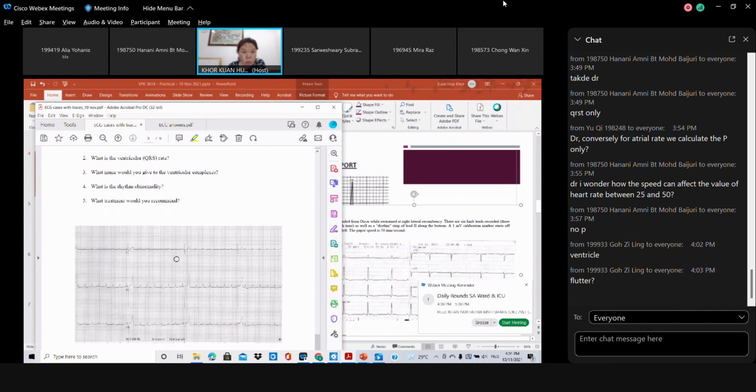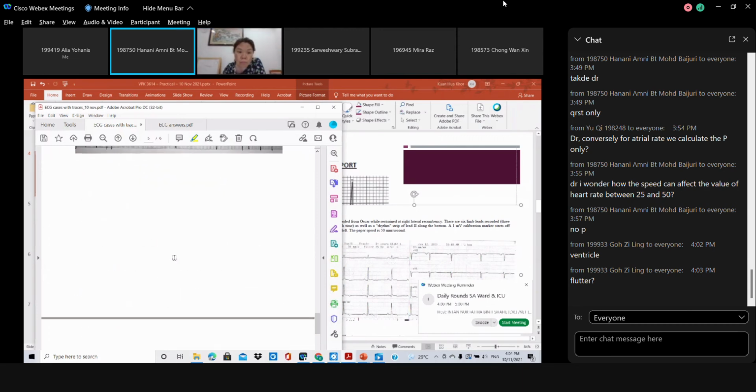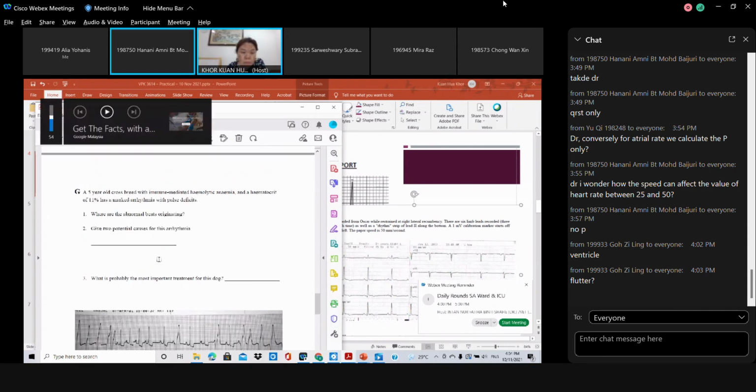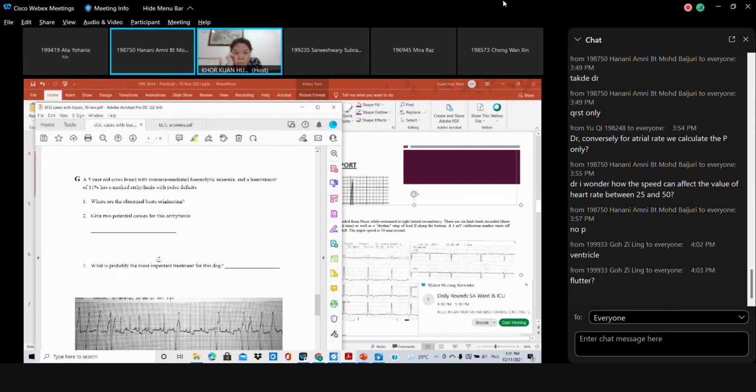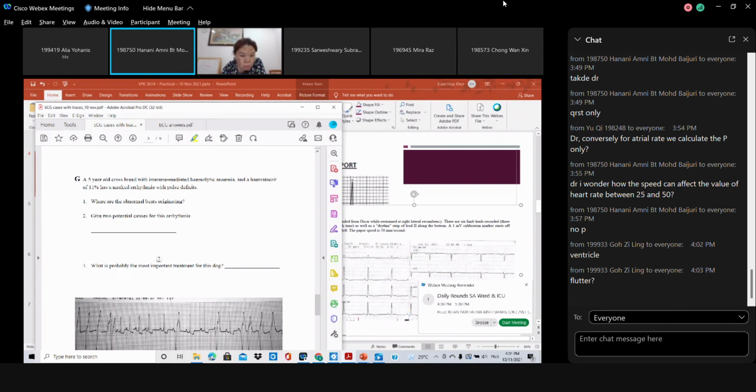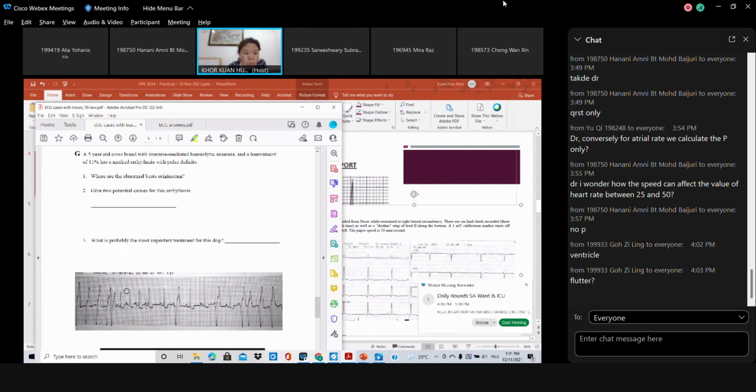What about this? Group 12, what do you think is the ventricular rate? Actually, I have a question about the G question. What speed do we need to use in this graph? They didn't mention the speed for this. So do we count for both, 25 and also 50? Oh no, I wasn't giving you a calculation for this one. Normally the paper speed they will indicate over here.